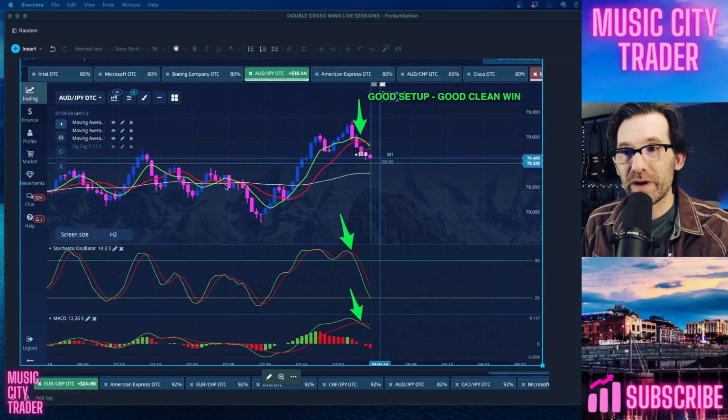So I set up all of my indicators. I'm using 3 moving averages. I'm using stochastic and MACD. My moving averages are simple. I believe it's a 6, a 12, and a 50 slow moving average. And then I'm using stochastic and MACD with defaults.